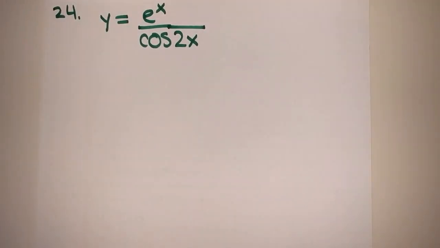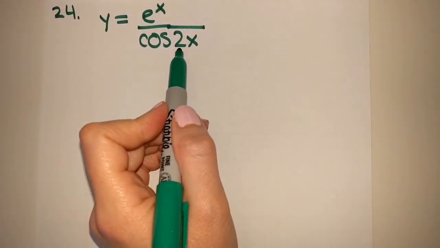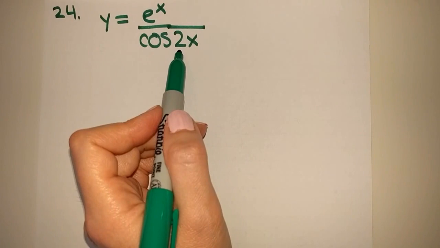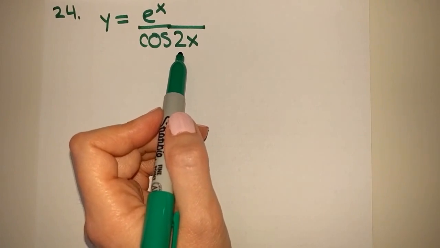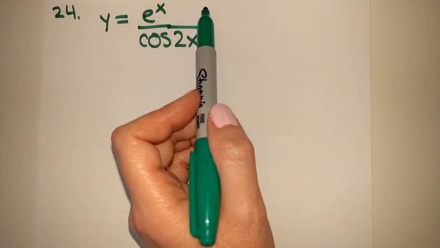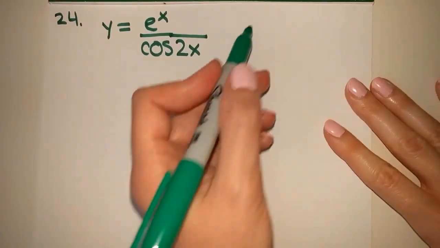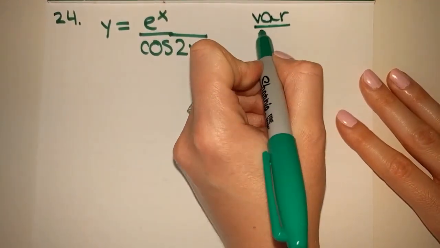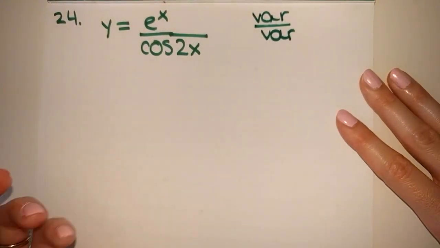All right, so with this question, the cosine 2x, that is a double angle, and there are double angle formulas for cosine 2x, but the thing is nothing is going to cancel out somehow with this e to the x. So the only way to deal with this is that you've got a variable over a variable, so you need to use the quotient rule.